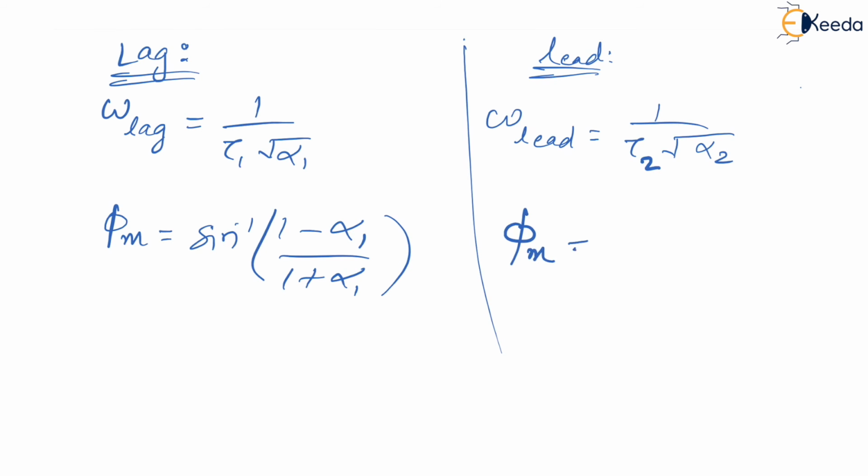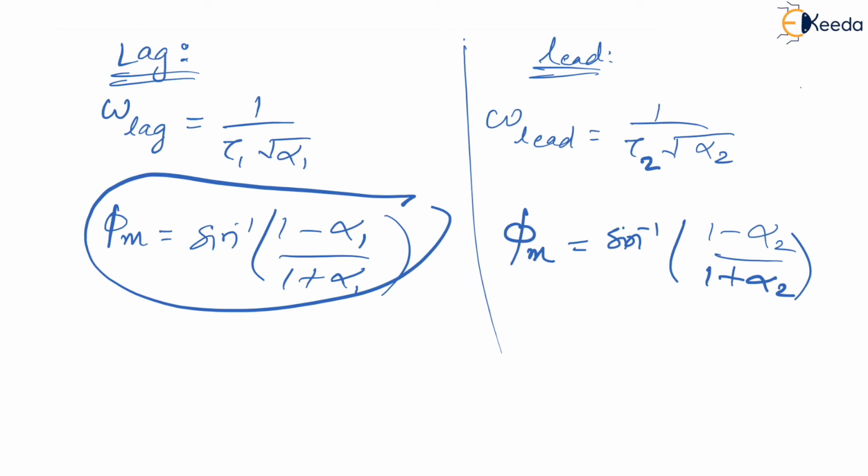Similarly, the maximum positive phase that can occur is going to be sine inverse of (1 minus alpha 2) upon (1 plus alpha 2). Correct? Yes, this is the maximum positive phase that can be injected. The other is the maximum negative phase that can be injected, or rather the maximum positive phase that can be removed. It is the same thing only.